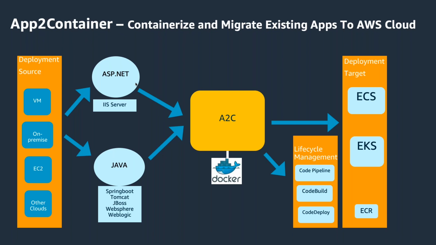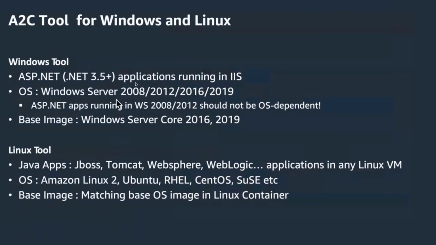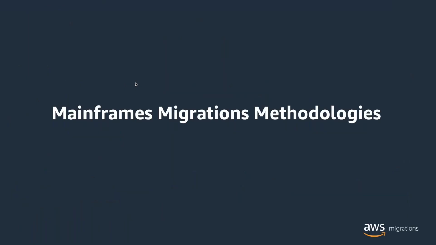And then we convert that application into task definitions that are needed for running that particular application, either on ECS or EKS. And you can also store those images on ECR, which is the native container registry on the AWS platform. So that's for app to container. Again, this is essentially a CLI-based tool. It supports ASP.NET applications from the Windows point of view, and for Linux, it is essentially Java-based apps. And these are some very specific scenarios.